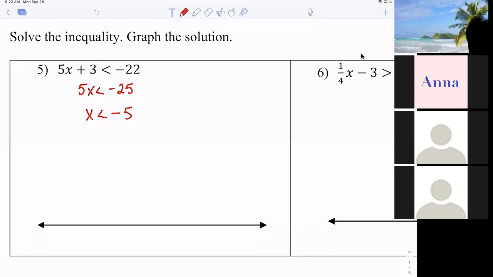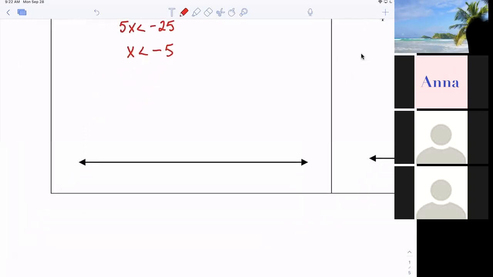All right, so now what we're going to do is put negative 5. Less than negative 5, is that a solid or is it open? Open at negative 5. Shaded which direction? To the left. Now, I never had to say, okay, left is negative and right is positive, or left is less than and to the right is greater than. That just made sense to me.